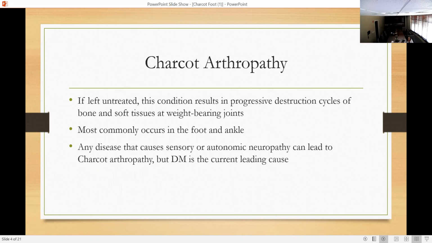If we leave it untreated, again, this reiterates that last slide, it becomes a progressive cycle of destruction in bone and soft tissues at the weight-bearing joints. Most patients I've seen in clinic have it in the foot and ankle. Any disease that causes a sensory or autonomic neuropathy can lead to Charcot arthropathy, but diabetes is the current leading cause. Next slide.